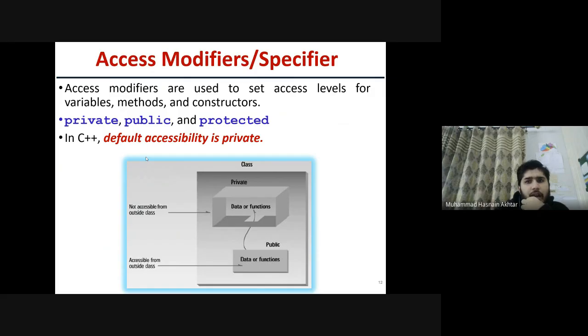Now we come to the access specifiers. Access modifiers or access specifiers are used to set access levels. To do encapsulation, we use access specifiers, which are public, private, and protected. You have to always remember that the default accessibility level in C++ is private. So when I do not mention any access specifier, whether my member function is public, private, or protected, C++ will assume that the default is private.